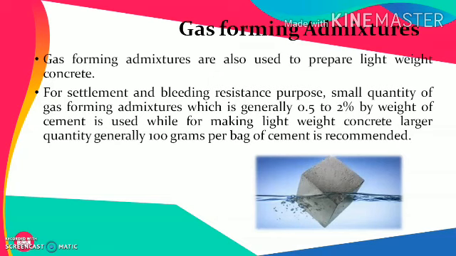For settlement and bleeding resistance purposes, a small quantity of gas forming admixture, which is generally 0.5 to 2% by weight of cement, is used, while for making lightweight concrete, 100 grams per bag of cement is recommended.